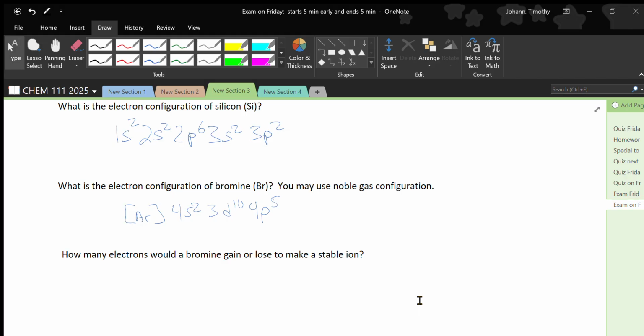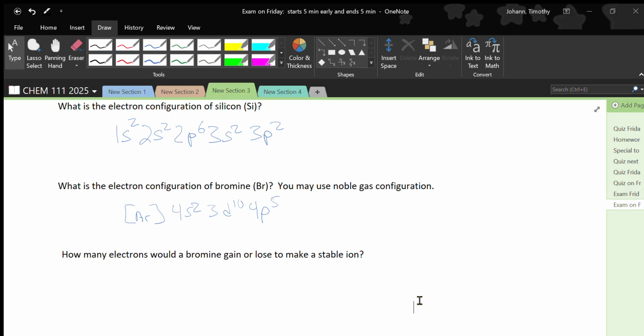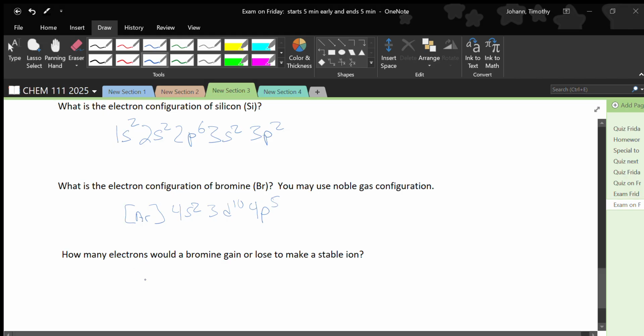It's krypton. Okay? So how many electrons do I need to gain or lose to have the same number of electrons if I'm bromine? To have the same number of electrons as krypton? 1. I have to gain or lose? Gain 1. Okay? Questions?